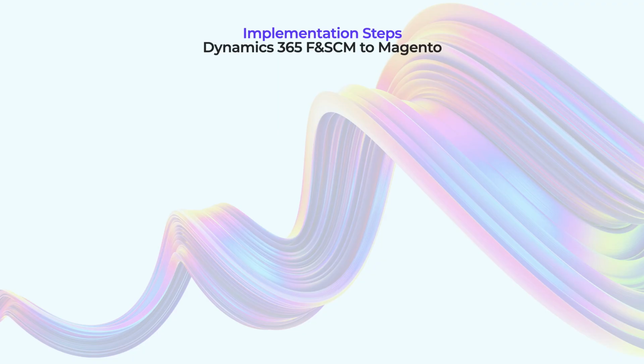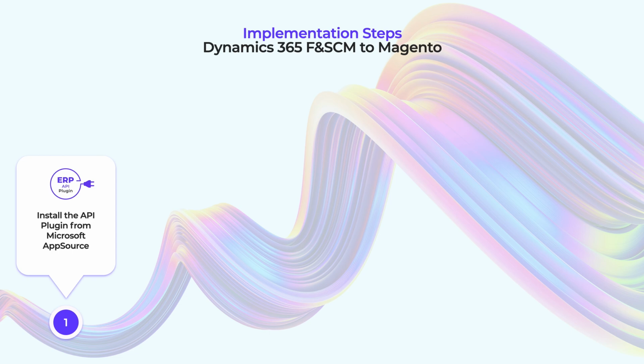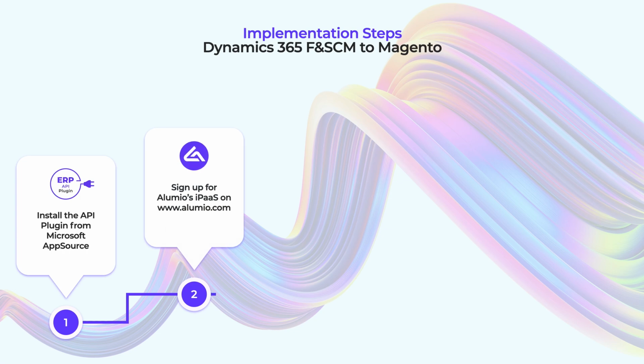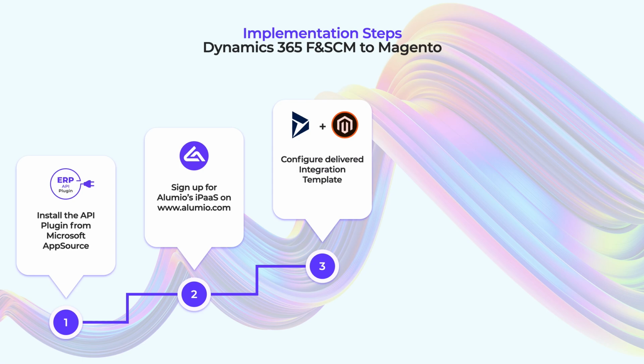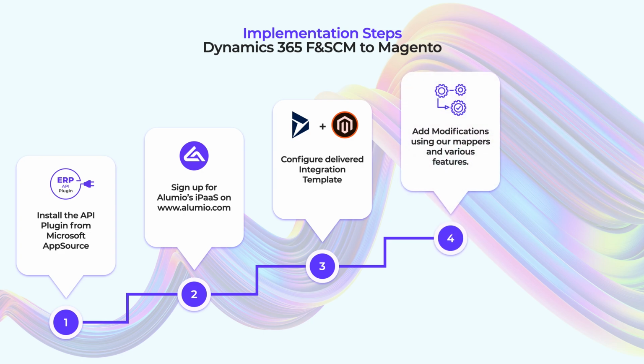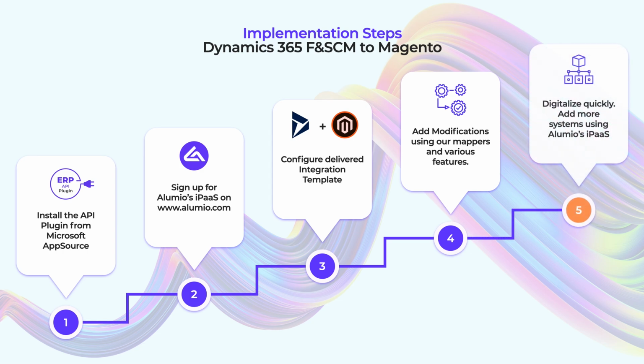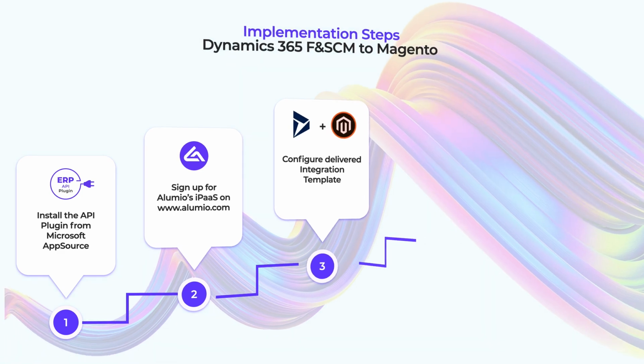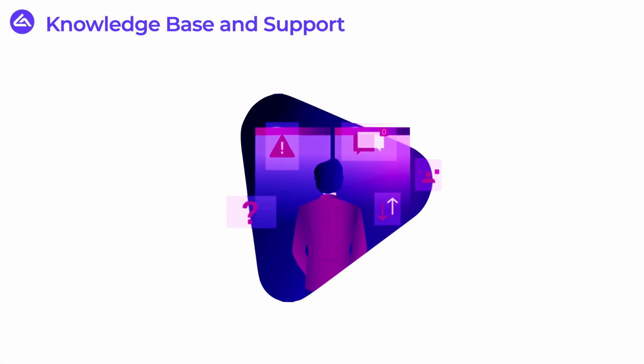If you are interested in experiencing the ease of creating integrations with Alumio, here's all you have to do. First, install the API plugin from Microsoft AppSource. Then sign up for Alumio's iPaaS via Alumio's website or your partners. After your iPaaS is delivered, configure and create mappings to implement your integration. You can now use Alumio's user-friendly interface to modify the integration according to your business needs, as shown in the demo. And by continuing to use Alumio's iPaaS, your business is ready for digital growth by adding more systems and software. To learn more about how to use Alumio's features to improve your integrations, our support portal provides detailed videos and lots of tutorials on working with the Alumio user interface.